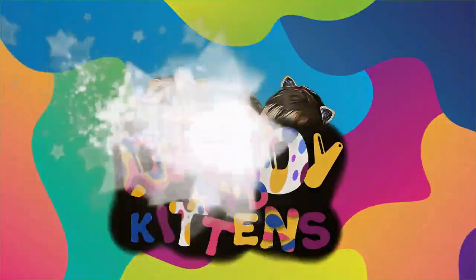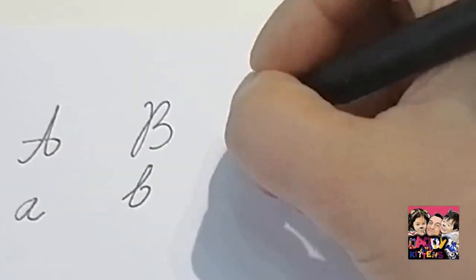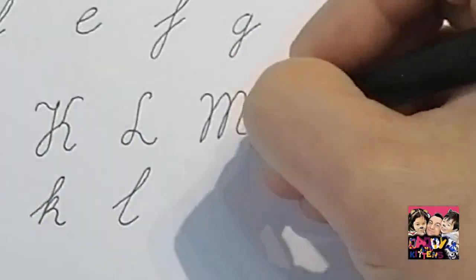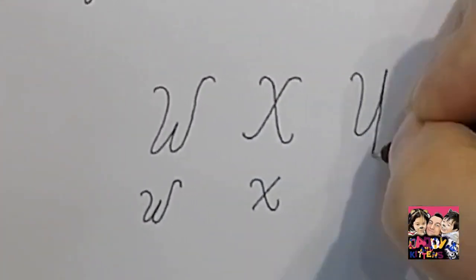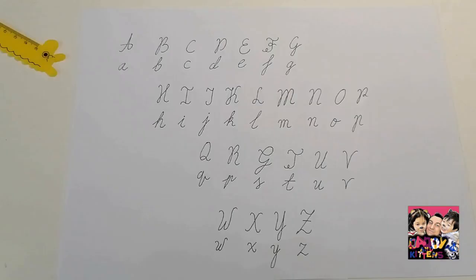Daddy and Kittens. A B C D E F G H I J K L M N O P Q R S T U V W X Y and Z. Now you know my ABC. Next time you can sing with me.